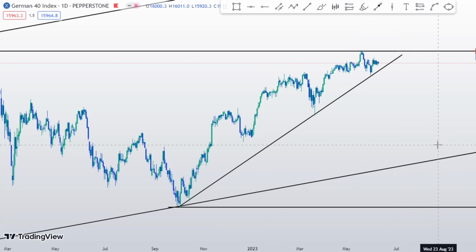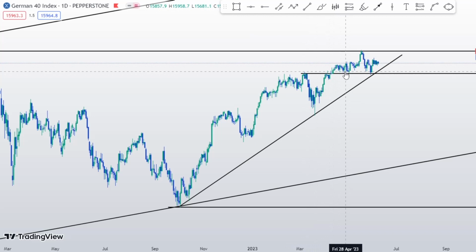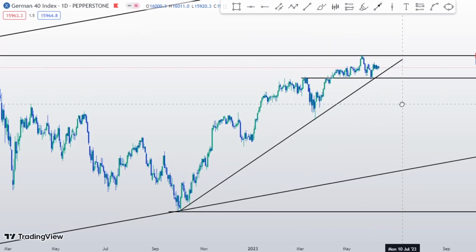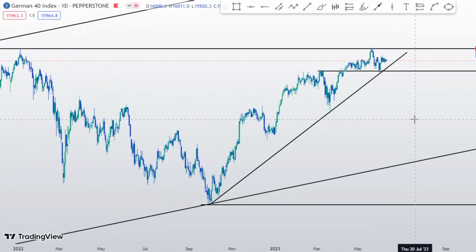Moving on to the daily. On the daily, we have a series of higher highs and higher lows, higher high, higher low, higher high, higher low, and higher high. So where we are right now, this was the high that was made here, where the market came and used it as support, went up, and again came and retested this level.